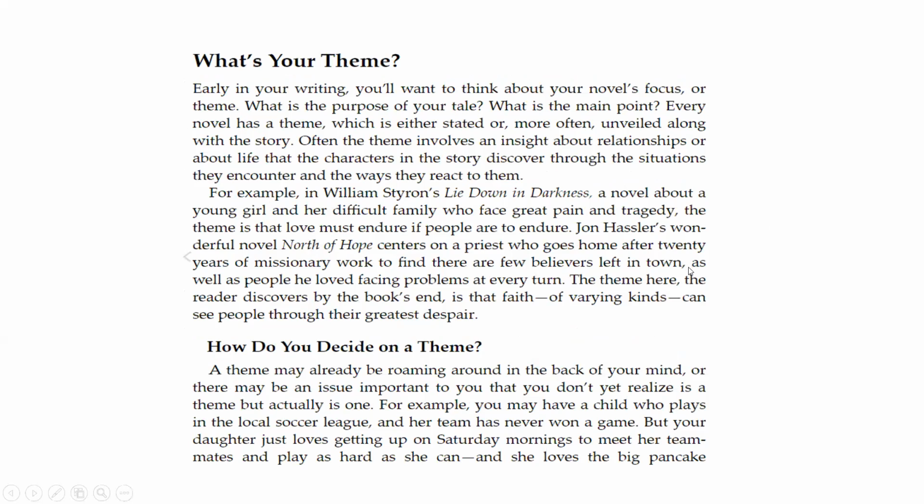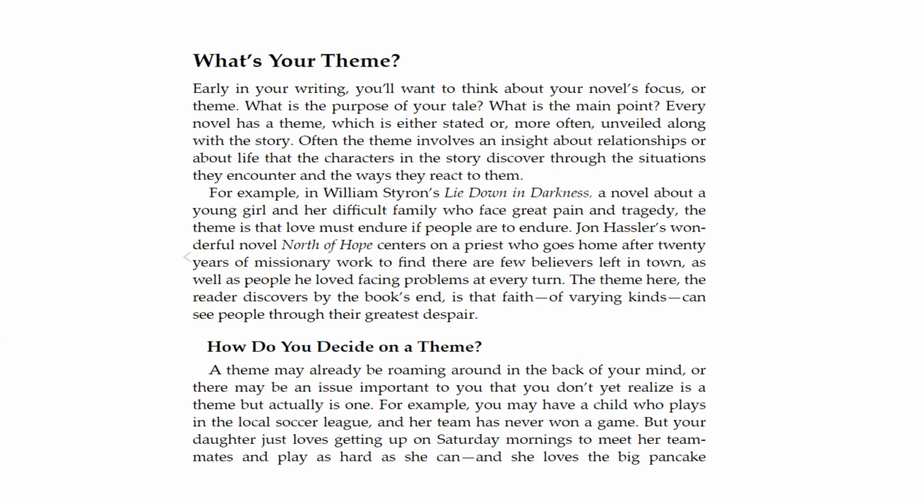Now we're going to get into some specifics. What's your theme, right? Meaning you, possibly future writers. Early in your writing, you'll want to think about your novel's focus or theme. What is the purpose of your tale or story? What is the main point? Every novel has a theme, which is either stated, which means you point it out in your novel, or more often unveiled along with the story.